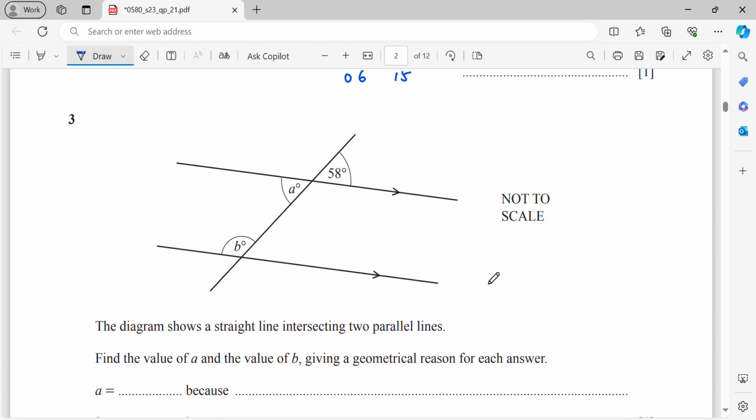For question number 3, the diagram shows a straight line intersecting two parallel lines. Here are two parallel lines, and this is the line intersecting the two parallel lines. Find the value of a and of b, giving a geometrical reason for each answer. So to get a, obviously a is the opposite angle of 58. Therefore, it is 58 as well. The reason is vertically opposite angles.